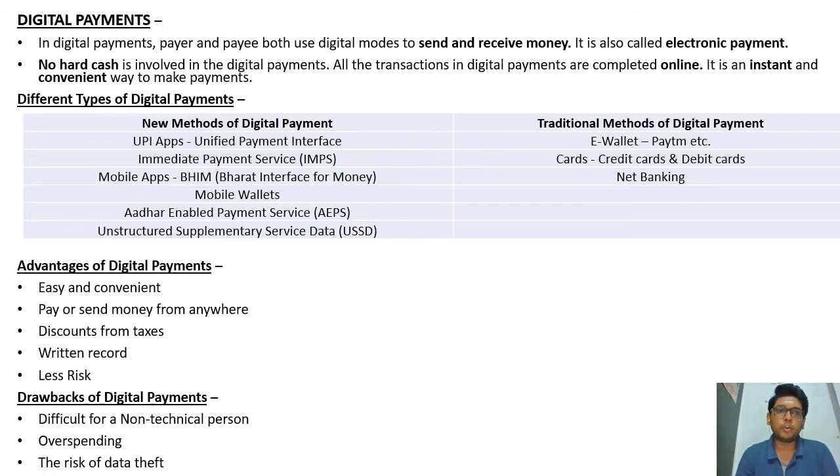UPI apps. What is UPI? Unified Payment Interface. Second one is Immediate Payment Service, IMPS. When we go to the bank and send money instantly, that is IMPS. Next, mobile apps, BHIM, Bharat Interface for Money. Fourth, mobile wallets. Fifth is Aadhaar enabled payment service. Finally, unstructured supplementary service data. These are the six things under the new methods of digital payment.